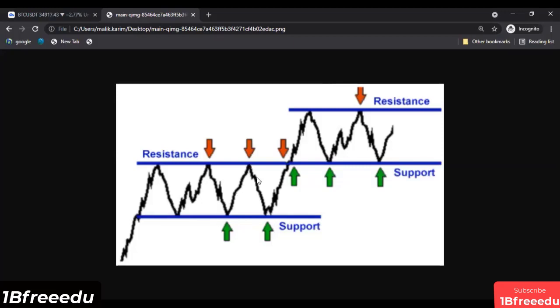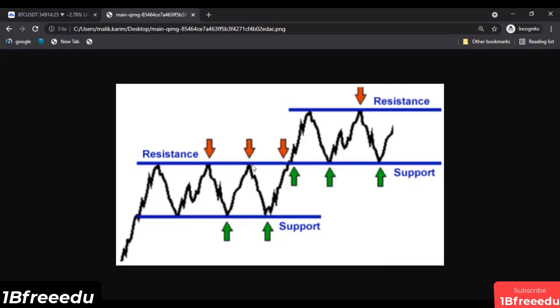Similarly, this is the concept with resistance as well, but in opposite terms. At support, we see that there's a high buying pressure. At resistance, we can see that there's a high selling pressure. What it means is that, as we can see here, whenever the price touches this point, the prices go down. It again touches this point and then the prices go down.